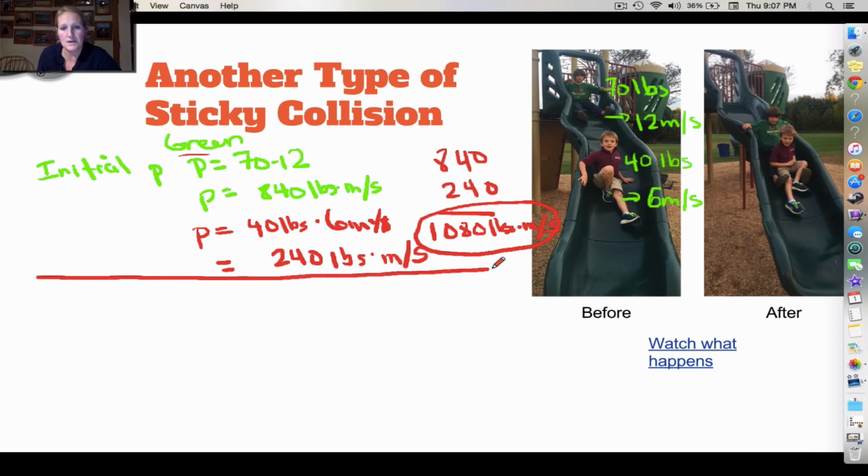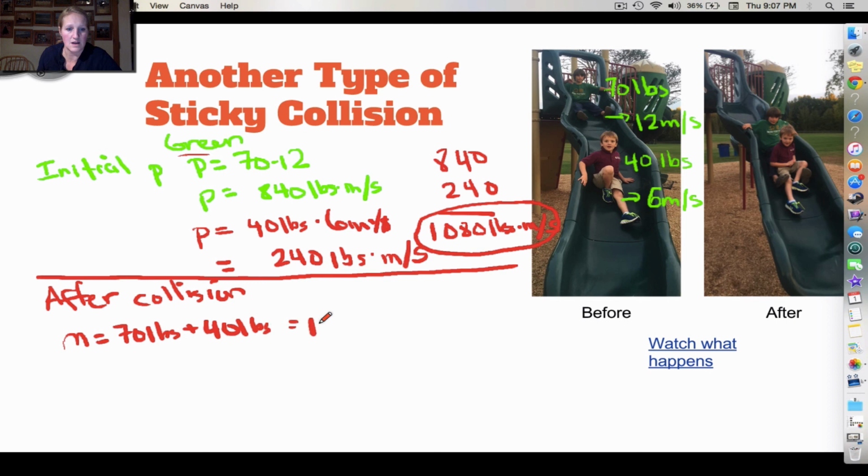So then what happens is, because they happen to be friends, they're cousins actually, when they're moving down, he's not going to push him, right? Well, in a sense, he's going to push him. He's going to just grab right onto him, okay? And so then they're going to move on together. And so the question is, what is their new momentum, okay? So the after momentum, after the collision, their mass has now changed because now they're a combined unit. So now the mass is going to be equal to the 70 pounds plus the 40 pounds, which gives us 110 pounds.